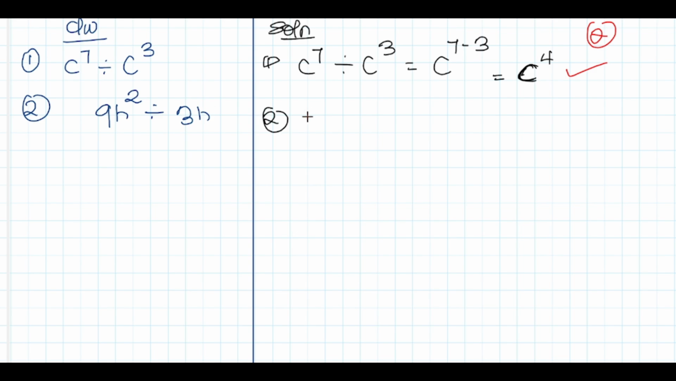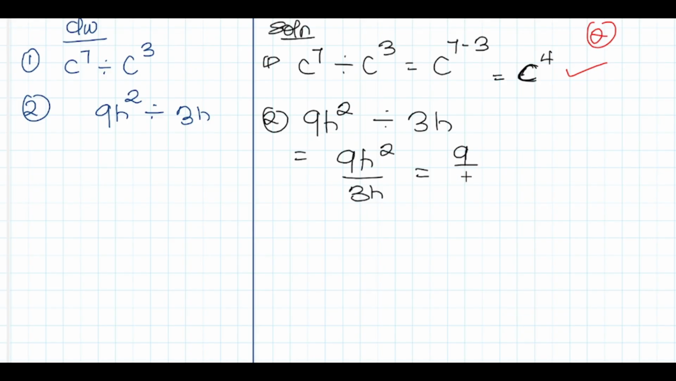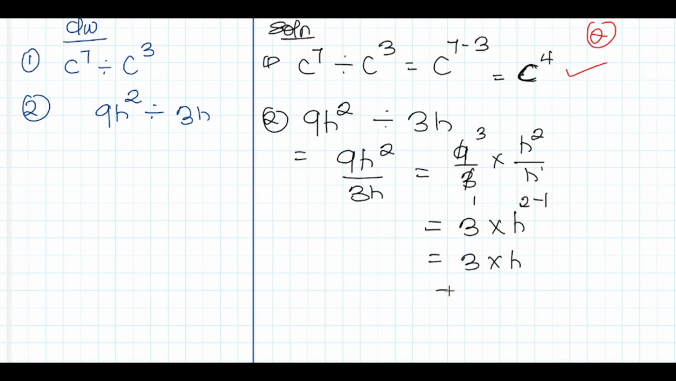Number 2, 9h squared divided by 3h. We can change it to a fraction. So 9h squared all over 3h, and then you can collect like terms. So that will be 9 over 3 multiplied by h squared all over h. So 9 over 3 is 3. So that will be 3 multiplied by, then we apply the division law here, h raised to power 2 minus 1. 2 minus 1 will be 1. So that is 3 times h raised to power 1, which is 3h. So the answer is 3h.